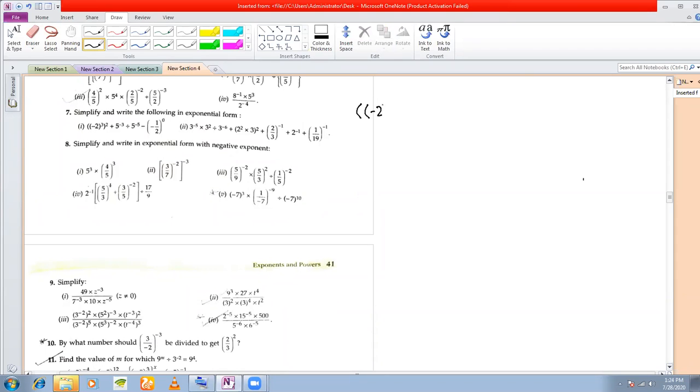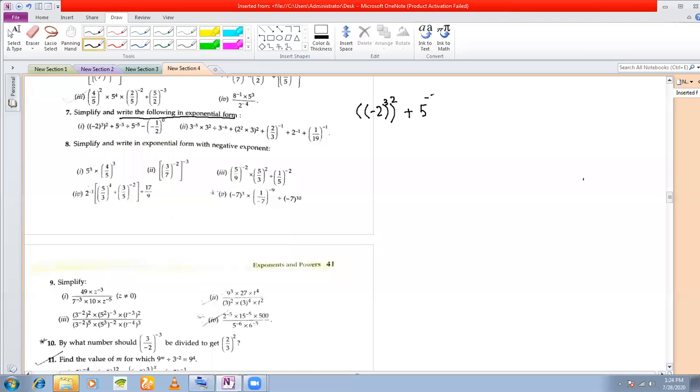Minus 2 whole cube. Now here the question is simply write in exponential form. See, write the following in exponential form. Positive or negative is not mentioned, so I can write in any form I want. It has to be in exponent form. Is this a plus sign or a division sign? Plus sign maybe. Let's take a plus sign.